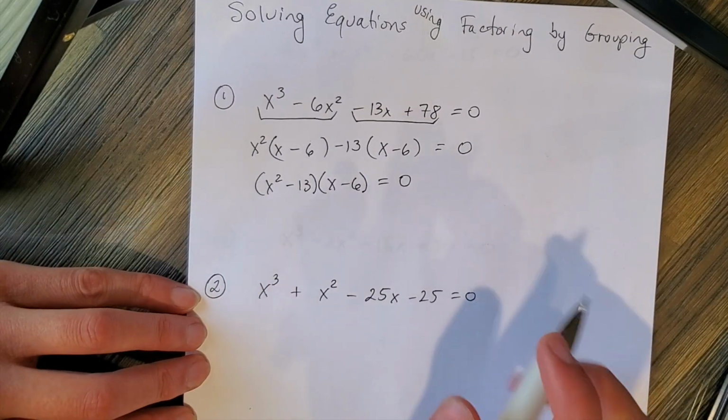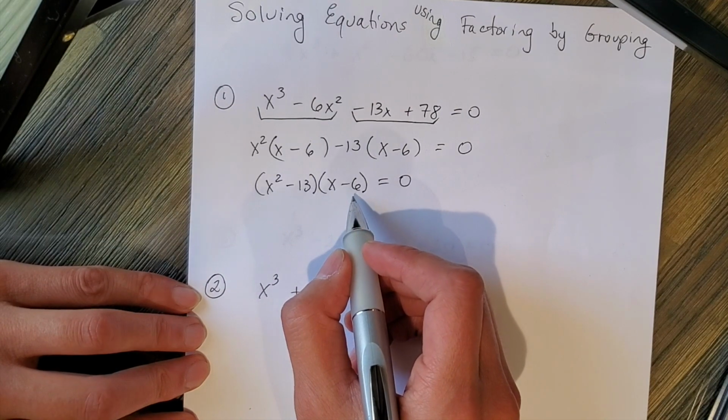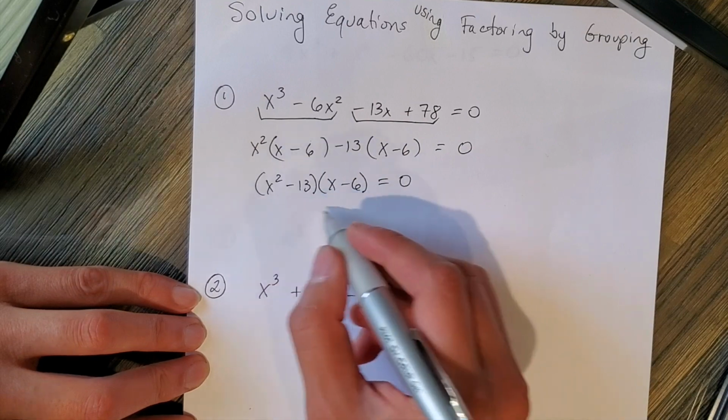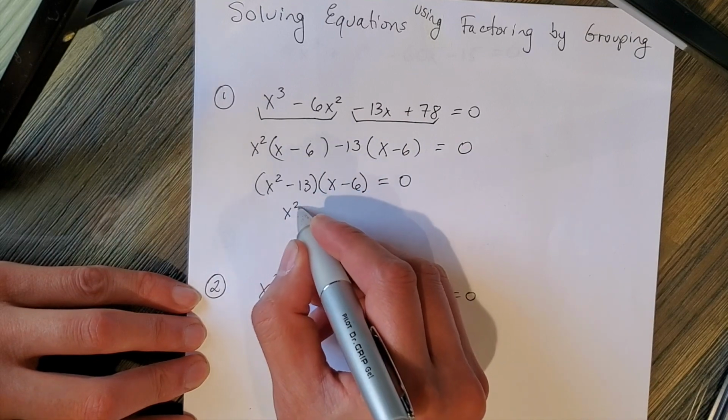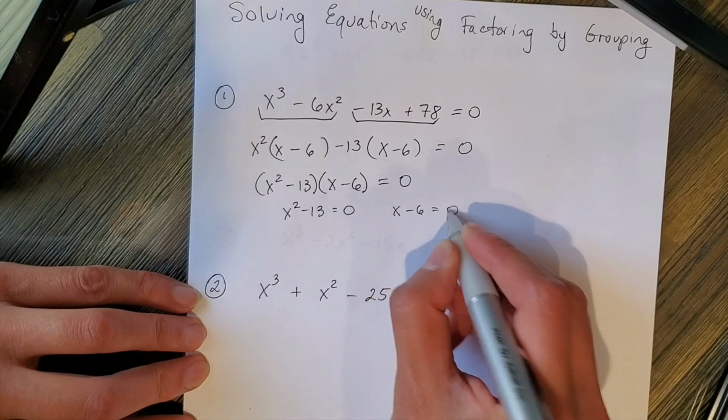Okay, so to solve each one here, remember we did some where we have to set it equal to 0 and then solve for the variable. So let's go ahead and do that. So I'm going to do that to both of these. So it'll be x squared minus 13 equals 0, and then x minus 6 equals 0.